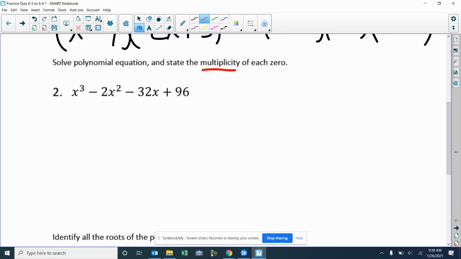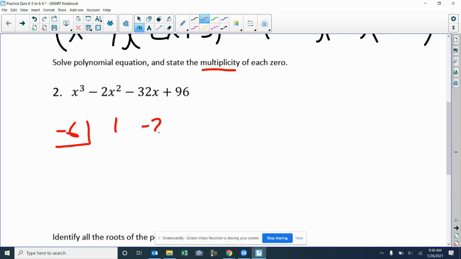Any luck? Anybody got one for me? Try. All the factors of 96 or a visual. Come on, Luke. -6. -6. Yeah, let's try it. -6.